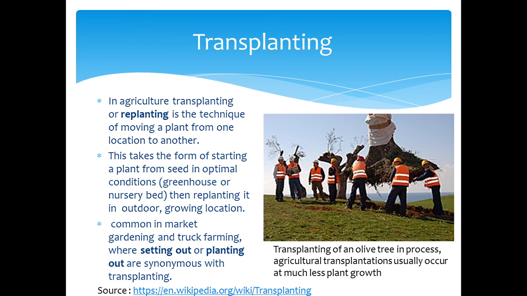Next we have transplanting. Transplanting is the process of moving a plant from one location to another. It is generally in the form of starting a plant in an optimal condition with controlled environment such as greenhouse or a nursery bed, then replacing it in an outdoor growing location. Common market gardening and truck farming are generally synonymous with transplanting.